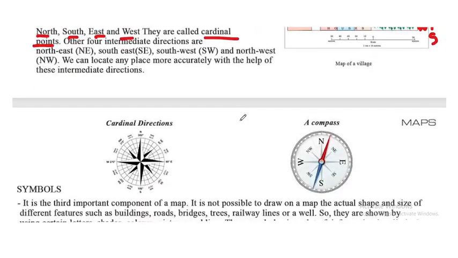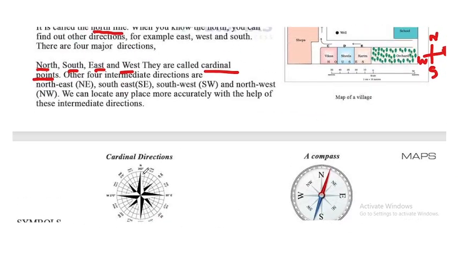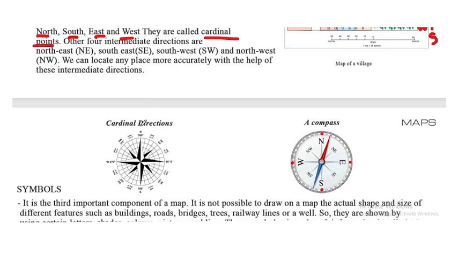These are cardinal directions. Look at this compass. This is north. Just opposite to north is south. Then this side is east and this is west. So if you know the north point or north direction, then you can also find other directions. We already know the cardinal points: north, south, east and west. Now there are some intermediate directions. Look at this. This is north, this is south, this is east and this is west.